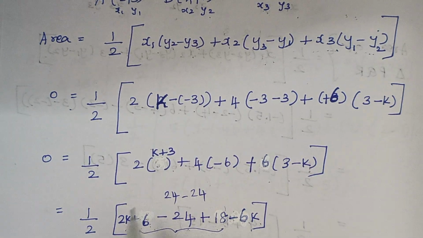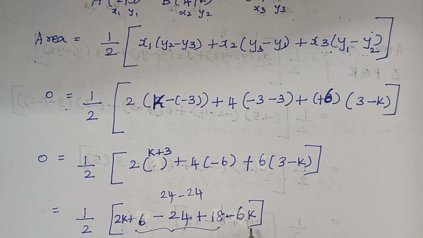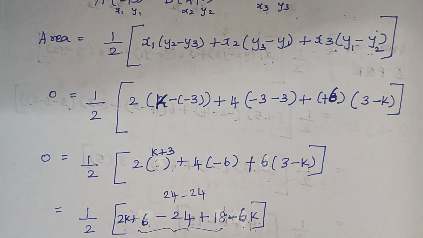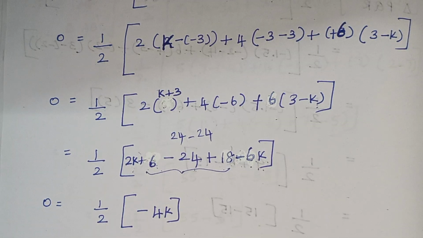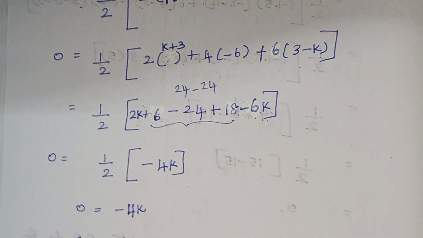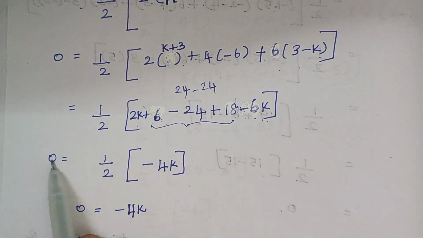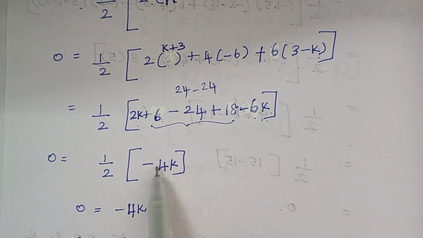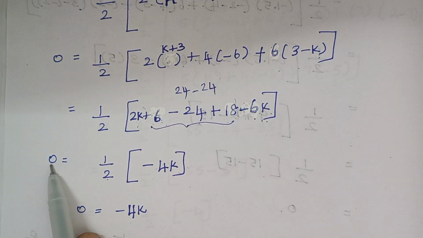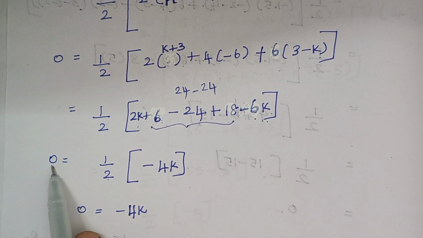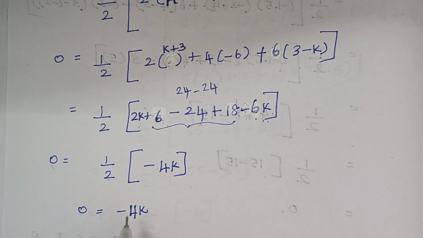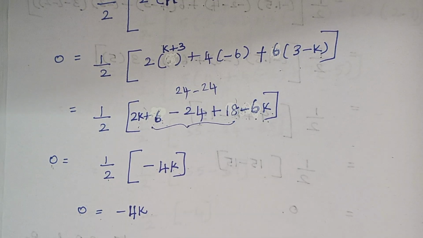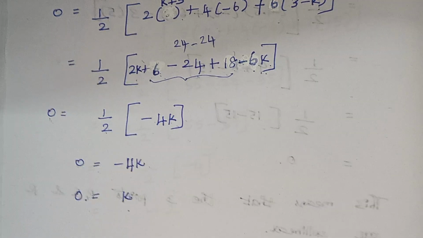Right. Now the remaining term is 2k minus 6k. So 2k minus 6k gives you minus 4k. Right. So once you simplify that, you see half of minus 4k is equal to 0. So I am keeping here the minus 4k and I am moving this 2 to the left hand side. So 0 into 2 gives 0. So 0 equal to minus 4k, and finally the value of k is 0 because 0 divided by anything is always a 0.